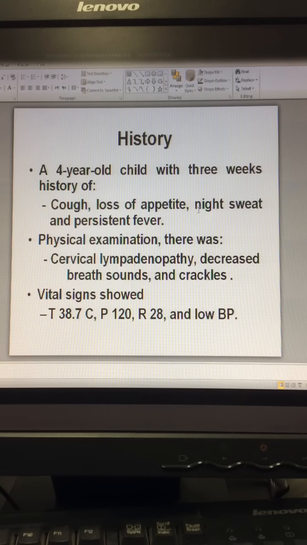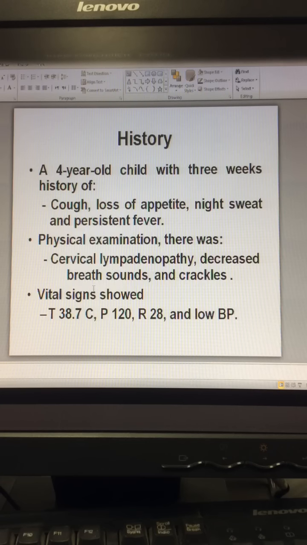However, they might be seen in neoplastic disease as well. But in a 4-year-old child, it's more suggestive of an inflammatory process. The cough also is a symptom of involvement of the respiratory tract, which raises the possibility of respiratory tract infection in this child. On physical examination, he was also found to have cervical lymphadenopathy, decreased breath sounds, and crackles over the lung fields.